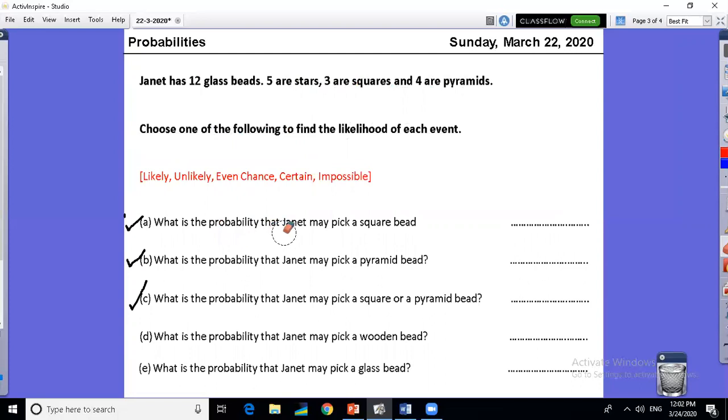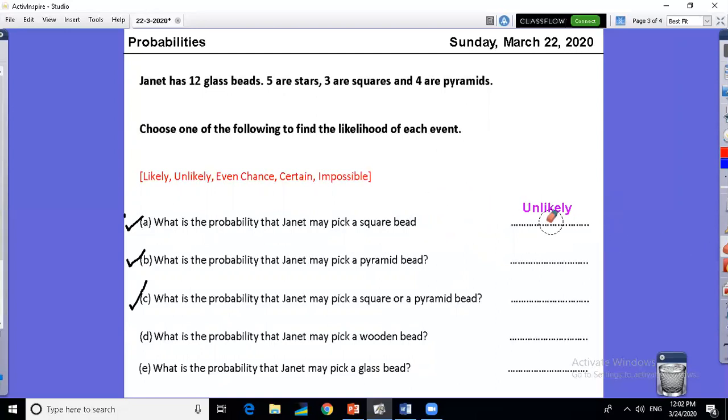What is the probability that Janet may pick a square bead? Well, we said that all of them are 12. Square bead is 3, actually. So it's 3 out of 12. Is this less than a half or more than a half? 3 out of 12 is definitely less than the half. The half is exactly 6. So 3 out of 12 is unlikely.